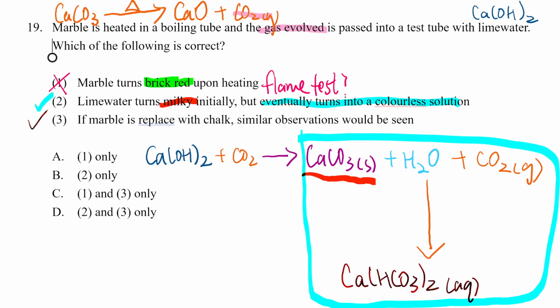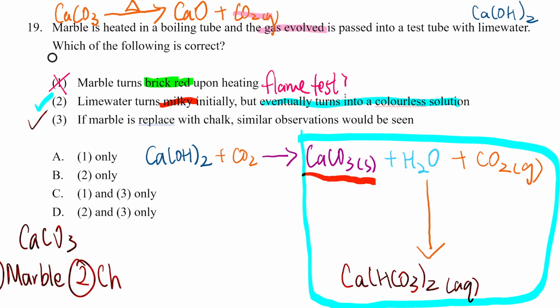Why is that the case? Because calcium carbonate, as I said, has 3 different forms. First one, we know there's marble, and the second one, we know there's chalk, and what's the third one? Limestone. Yep. So here, they pretty much have similar chemical properties. So here, the answer would be 2 and 3, D.